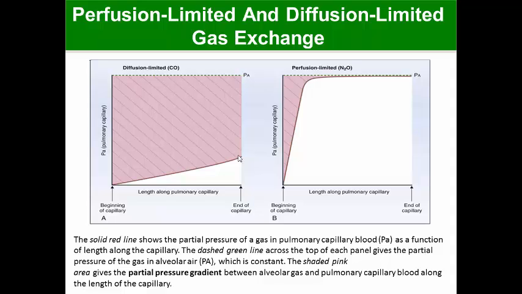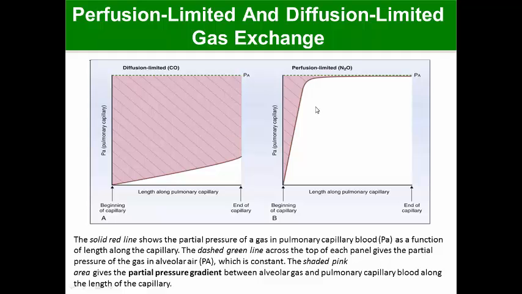The gas doesn't get equilibrated between the air in the alveoli and the blood in the pulmonary capillaries. So in this case, the total amount of the gas transported across the respiratory membrane is diffusion limited. So the gas keeps on diffusing along the length of the pulmonary capillary. And as I mentioned, had the pulmonary capillary been longer, the gas would continue to diffuse, because the gas doesn't get equilibrated between the alveolar air and the blood in the pulmonary capillaries.